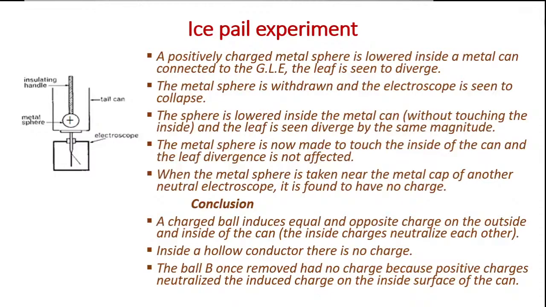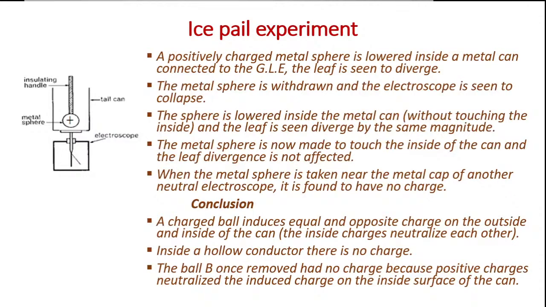Now we do it a third time. The metal sphere is lowered in the metal can, but without touching the inside, and the leaf is seen to diverge by the same magnitude. Before it diverged, and then it is diverging with the same magnitude.